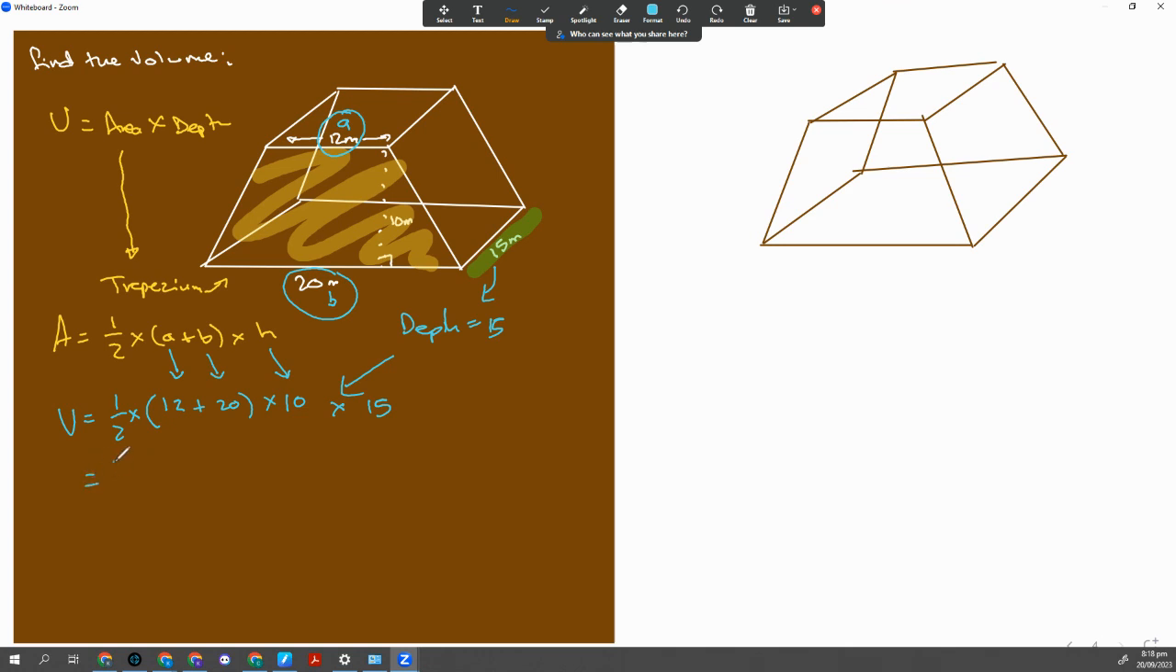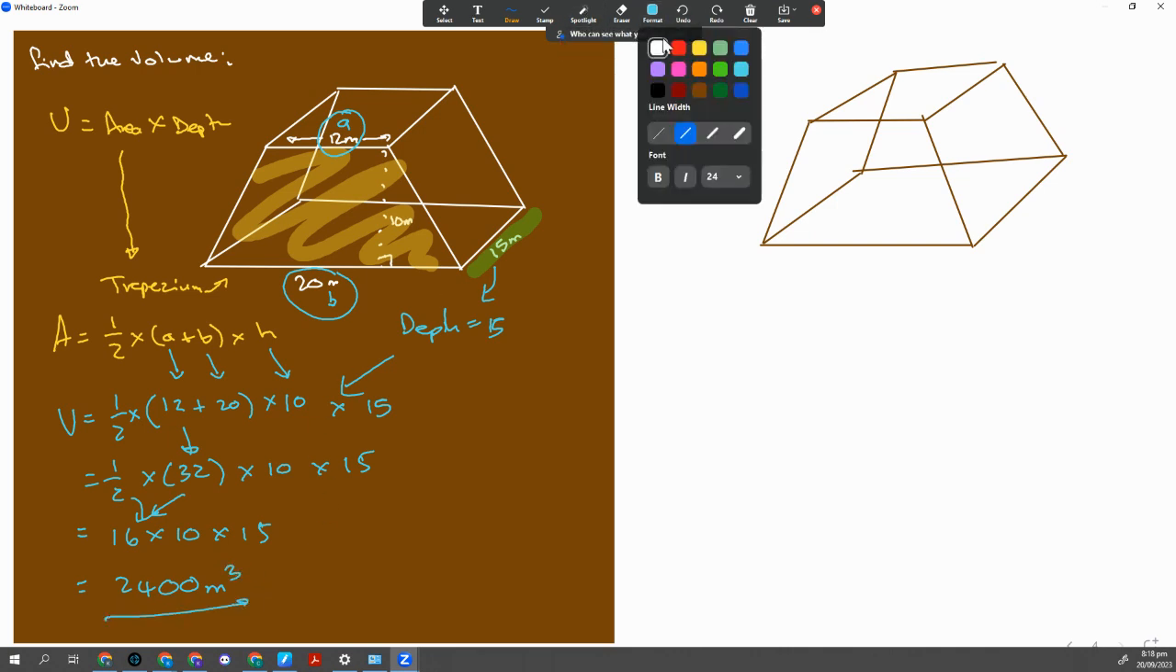Let's calculate it now. A half times 32 times 10 times 15. That's 32, right? And that's going to get me a half of 32 is 16 times 10 times 15. That's where that comes from, 16. So I simply have to multiply by 10. 2,400 meters cubed. That's going to be my volume.